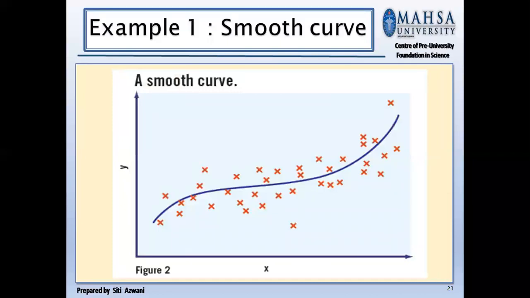Next, you have a smooth curve. For example, you have a lot of data, a lot of points, so you can see the pattern. If you want to draw the smooth curve, it's like this. It's in the middle of all of your data.